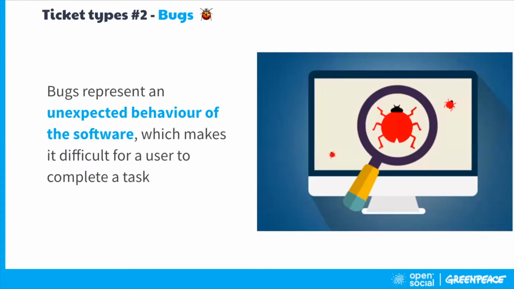The second type is what we call bugs, and they represent essentially a wrong or unexpected behavior of the software, which makes it difficult for users to complete a task. Essentially, when a button does not do what it's supposed to do, or we are unable to perform an activity, that's a bug, and that's the second type of ticket.